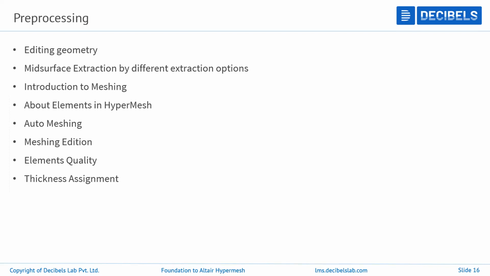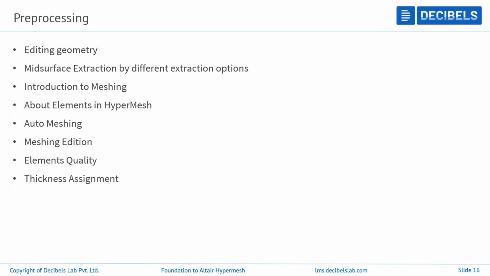In meshing, what do we need to do? You have extracted the mid surface and you need to start the meshing. But before starting the meshing, after extracting the mid surface, there is certain work to be done on the extracted mid surface. We'll learn it one by one. Then, what are the elements which are available in HyperMesh?